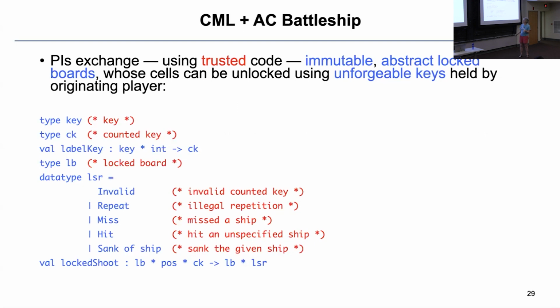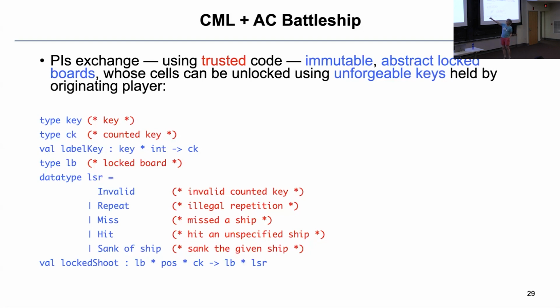Again, the player interfaces are going to exchange using trusted code. This time, it uses immutable abstract locked boards whose cells can be unlocked using unforgeable keys that are held by the original player. The trusted infrastructure takes the boards and turns them into these locked boards, and it gives the originator, the player interface that proposed this board, keys that will allow all these different cells to be unlocked. But there's another ripple. There's an abstract type of keys. There's an abstract type of counted keys. There's a way of taking a key and an integer, a counter, and making a counted key. But there is no way of deconstructing a counted key.